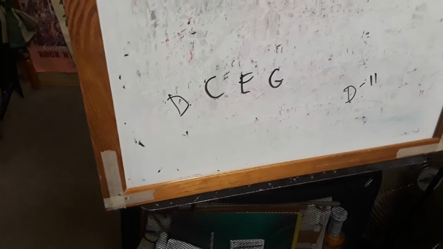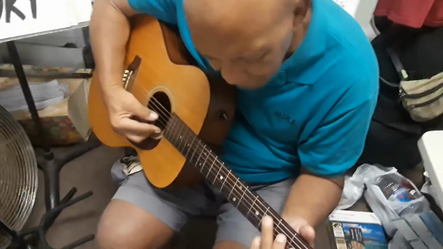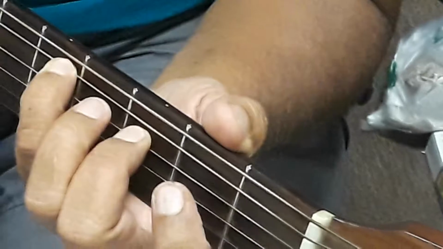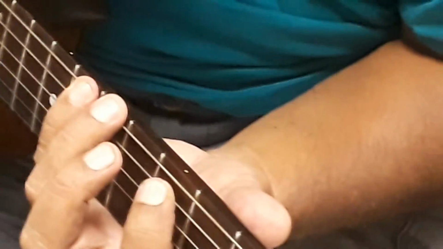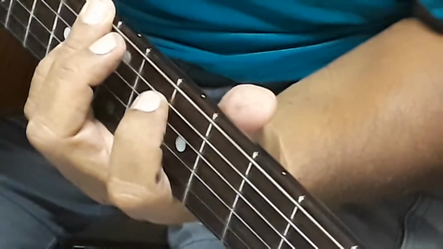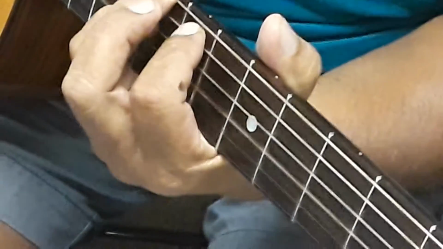So how would that work out? Here's a D minor 11: D, C, E. Here's a D with a C: D, C, E, G.